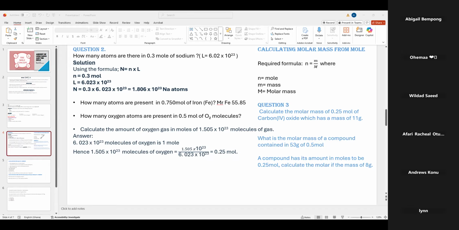Are we done with the third question? Okay. Cecilia, are you done with the second question? Yes, sir. Did you get the answer? What did you get? 4.517 times 10 exponent 23. Okay, that's right.